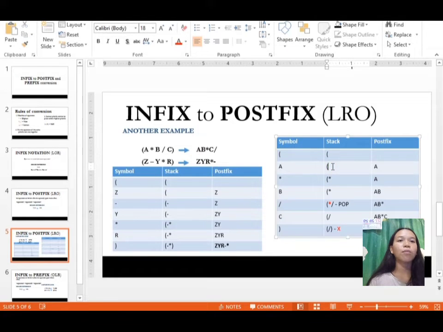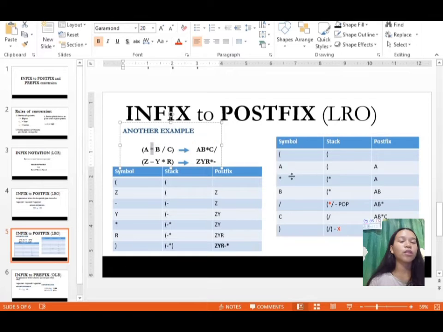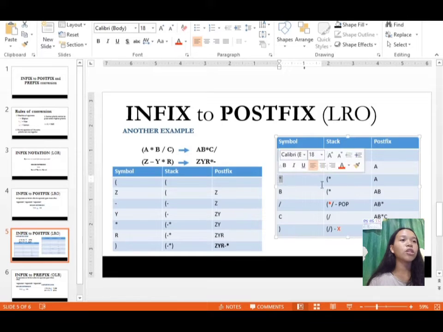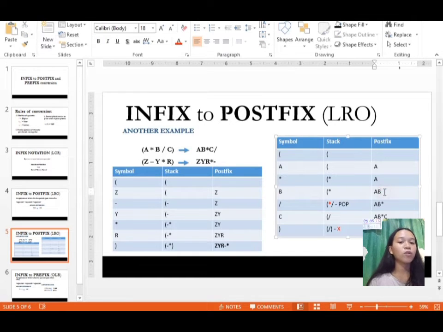The next symbol is multiplication. We put it in the symbol column, and since this is an operator, we put multiplication in the stack row. So the stack updates from parenthesis to parenthesis and multiplication. Postfix will remain, since we have not added elements, so A is already there. The next symbol is letter B. Letter B is an operand, so the elements in postfix are updated: from letter A, we now have B added, so AB is the postfix.